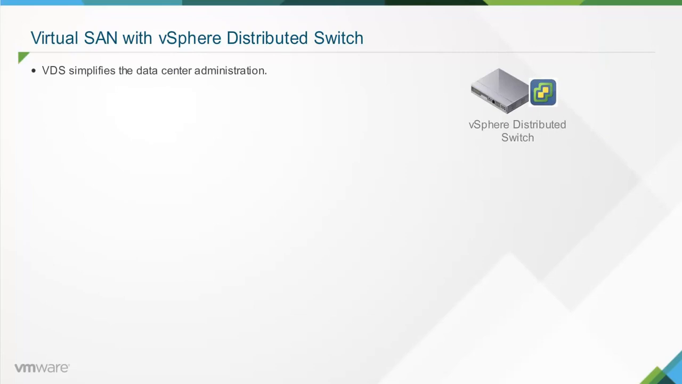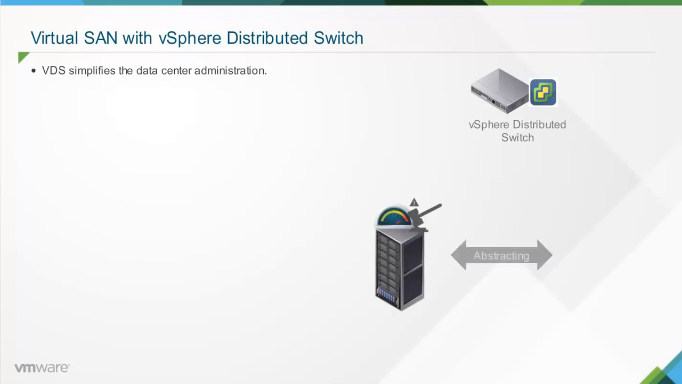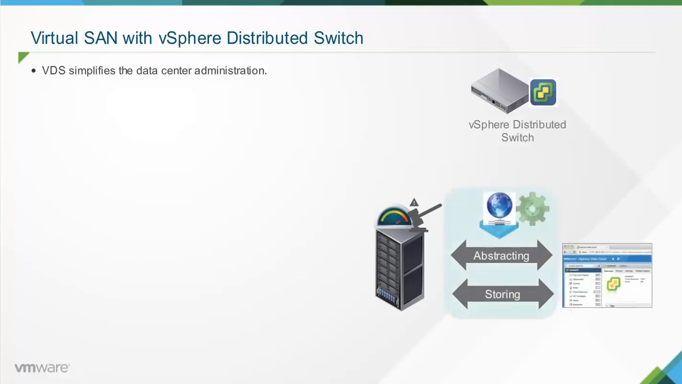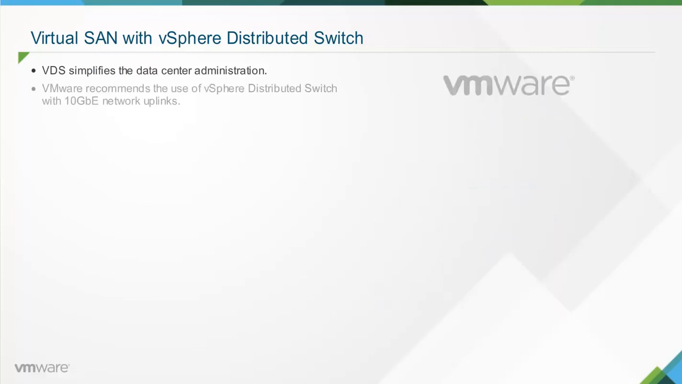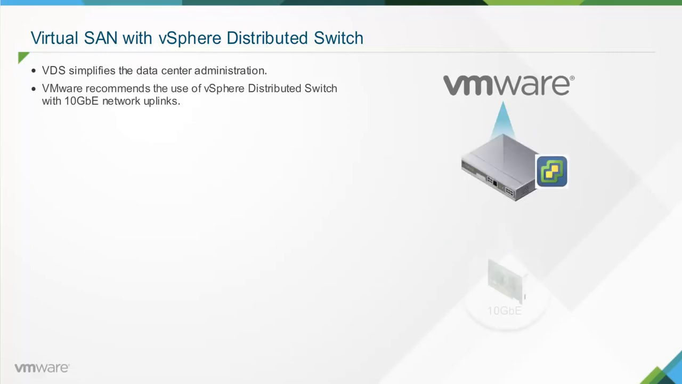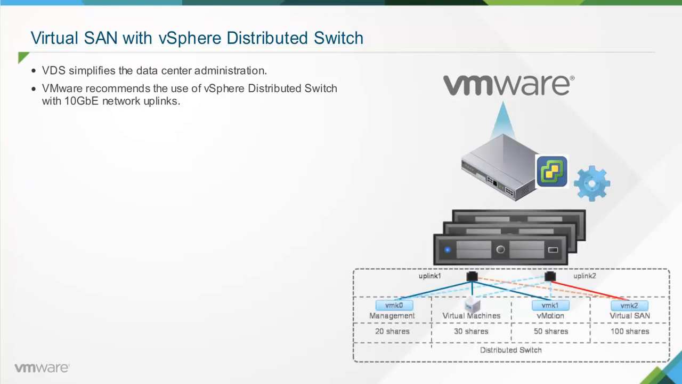VMware vSphere Distributed Switch simplifies data center administration by abstracting and storing the configuration of virtual networks in VMware vCenter Server. VMware recommends the use of vSphere Distributed Switch with 10 GbE network uplinks. Faster Ethernet links are favored because of the potential for large amounts of replication and synchronization traffic generated by Virtual SAN to saturate a 1 GbE network uplink.